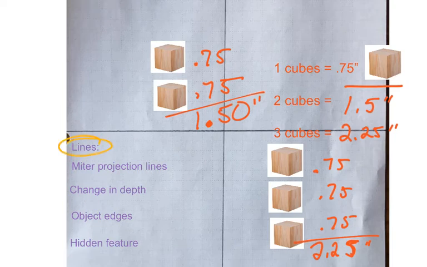The lines we are going to make today, let's talk about that. We're going to do something called miter lines, and miter lines are all done in yellow. So you're going to need to grab a yellow color pencil. Change and depth lines are all going to be done in pencil, and they're going to be nice and dark. They're going to look like that. Object lines are again done in pencil, and they're going to look like that. And then we might do some hidden lines, and those have dashed lines that look like that.